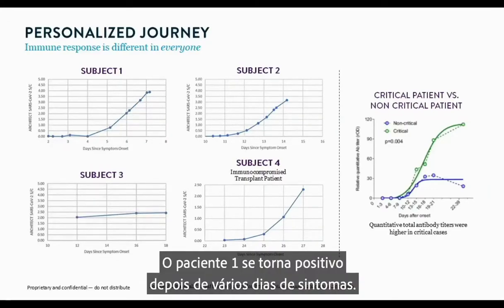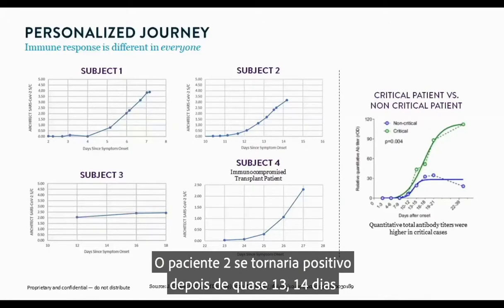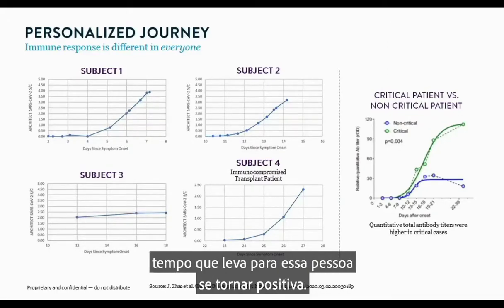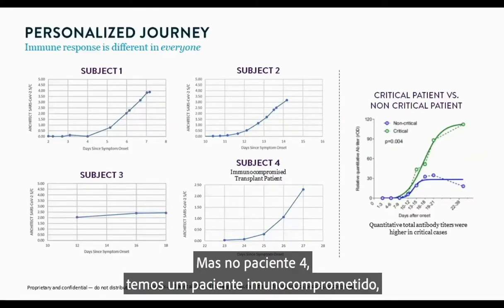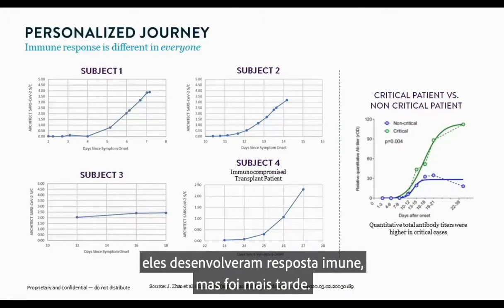Subject 1 becomes positive after several days of symptoms. Subject 2 would become positive after almost 13, 14 days. It takes that person that long to become positive. Subject 3 was positive right from the initial time point at day 12. But in subject 4, where you've got an immune-compromised patient, it was a transplant patient, they did mount an immune response, but it was later.